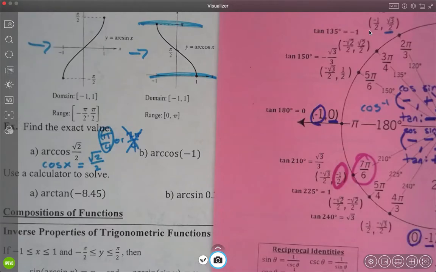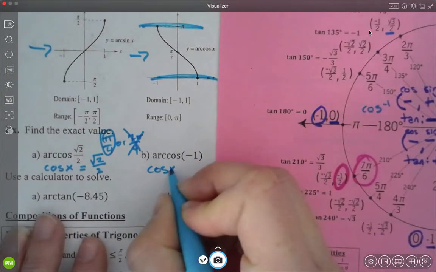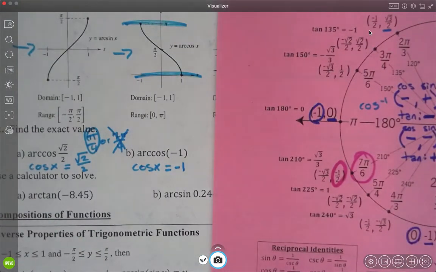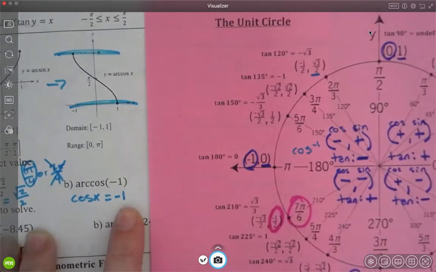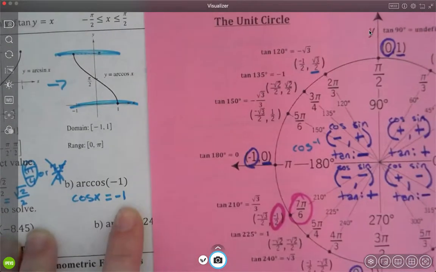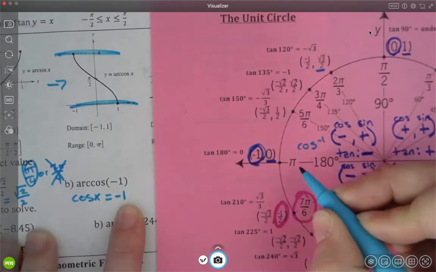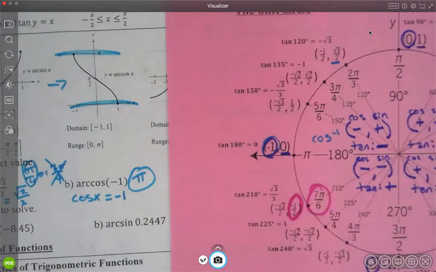Okay? Arc cosine of -1. That means that I'm looking for a cosine of x such that it gives back to me the value of -1. So cosine is the x coordinate. Where is the x coordinate -1? At just pi. Is pi in the domain of cosine? Yes. That one we don't have to choose because there's only one value where cosine is -1.